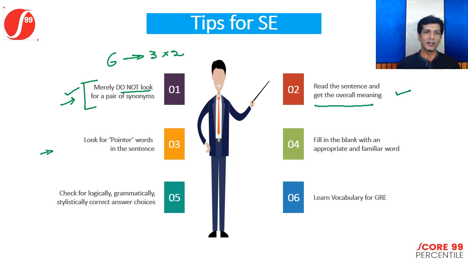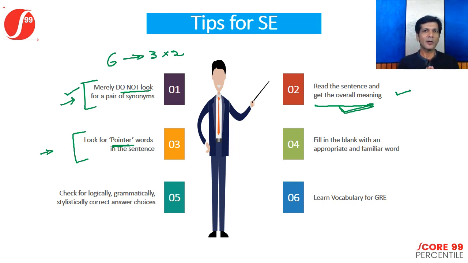Point number 3. Look for pointer words in the sentence. What these pointer words are, we will take a look at in detail a little later in the coming slides. But when we say pointer words, remember these are those indicator words that help you get the overall meaning of the sentence. So when you read a sentence, you have to keep your antennas and your eyes open in trying to spot clues.